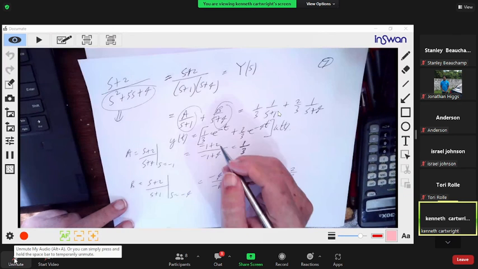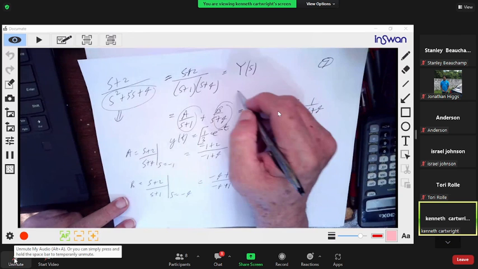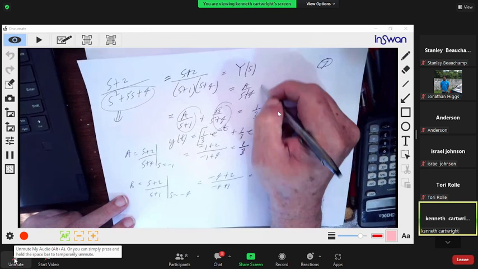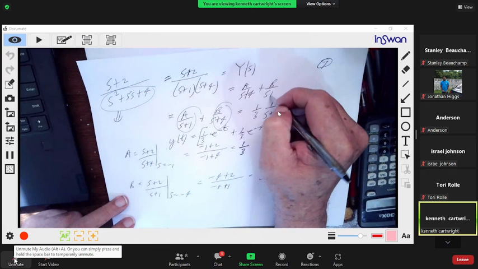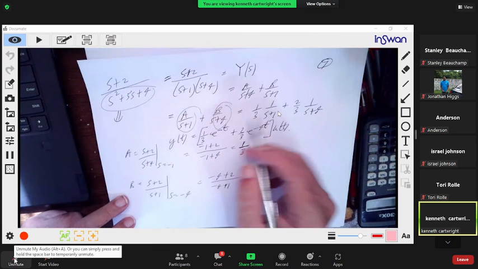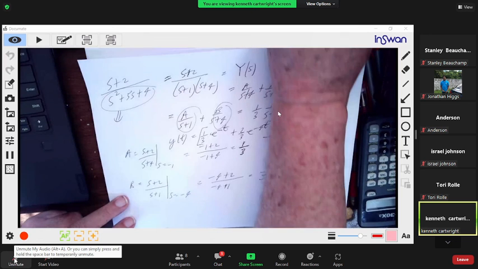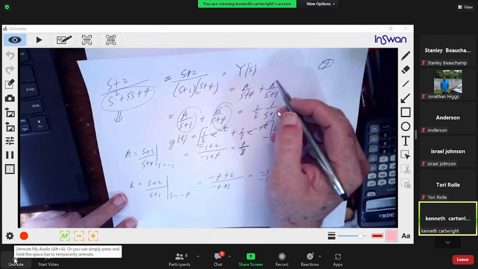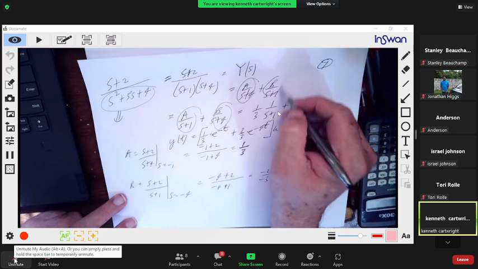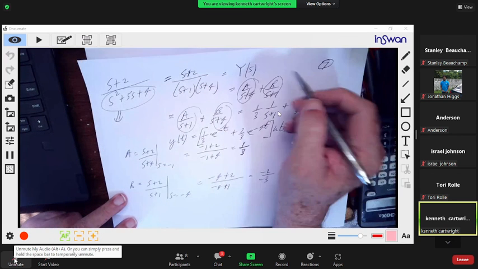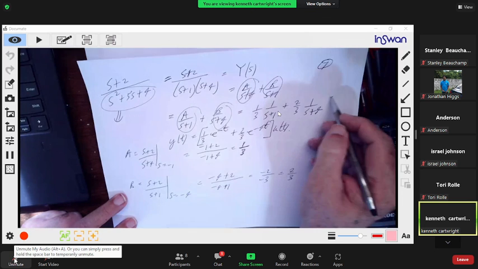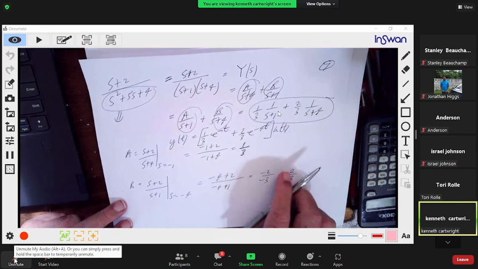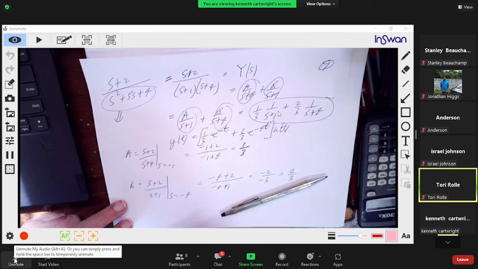In other words, you could call this A over S plus 4 plus B over S plus 1. That's fine. But then your A and B values would be different from mine. When you come back to substituting the A values and B values, you would have to get this. That would have to be the same. Yes, sir. Okay.